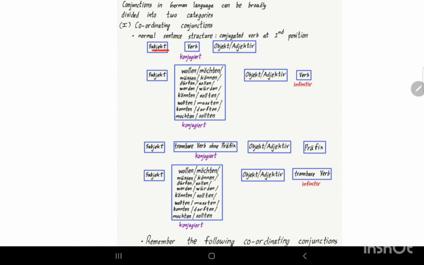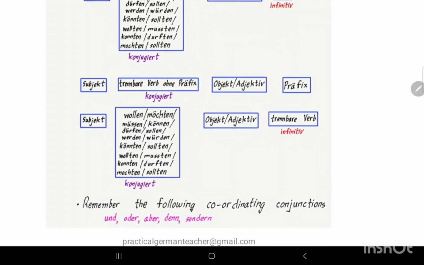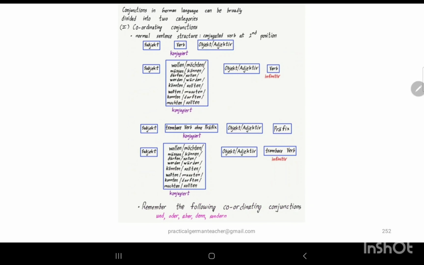Now, what I want to say is that if you happen to write these sentences after one of these conjunctions, we'll go through the examples, guys. We have, I believe, 10 examples. We'll go through the examples, but I just want to make sure that you understand the theoretical part. So when you write one of these sentences after und, oder, aber, denn, sondern, the sentence structure remains the same. That means it is like this. This is normal sentence structure.